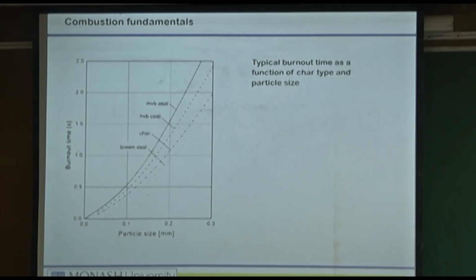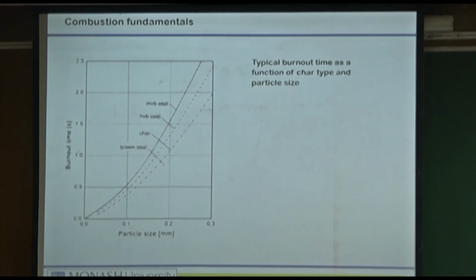But the way I interpret it, the y-axis here is burnout time. If this is my starting particle size, then typically the high reactivity, low rank coal will require less burnout time than the pure char or the high volatile bituminous or the medium volatile bituminous coal. We should not read anything more than this into it: if I know my starting particle size, then as the coal rank gets lower and lower, you can expect quicker burnout time.